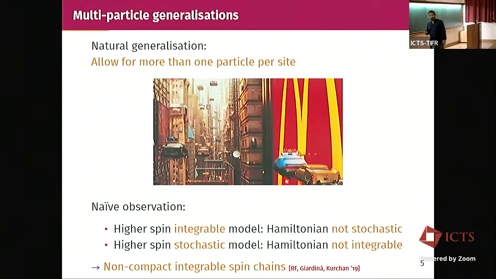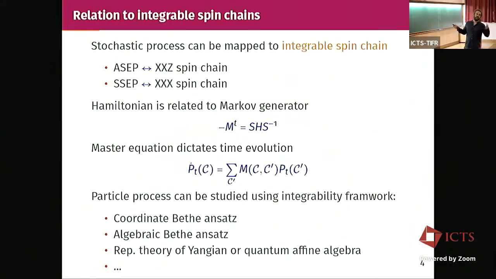Okay. Can I ask a question? Sorry, so H, on the previous slide, H was the Hamiltonian of XXX or XXZ? XXZ, yes. And what was S? Yeah. S is a similarity transformation that is diagonal. It depends on the site index. And then you have this relation.